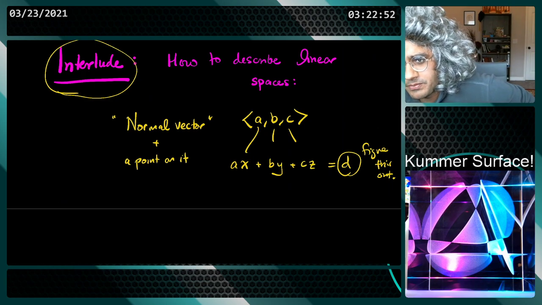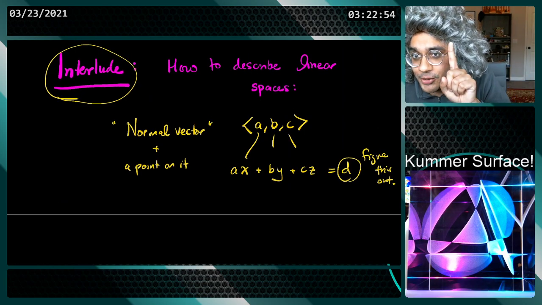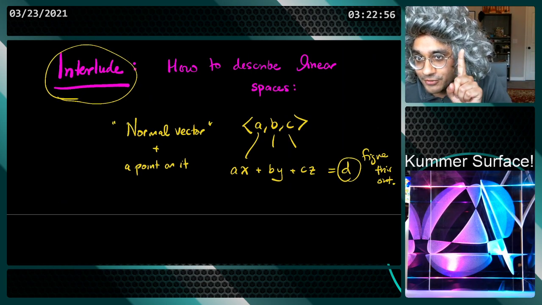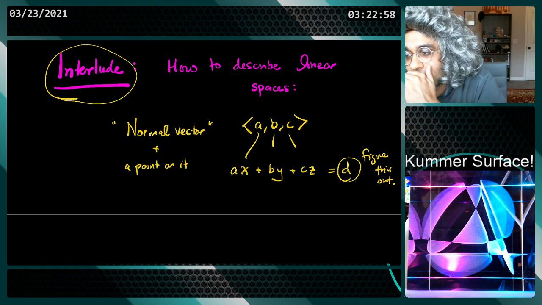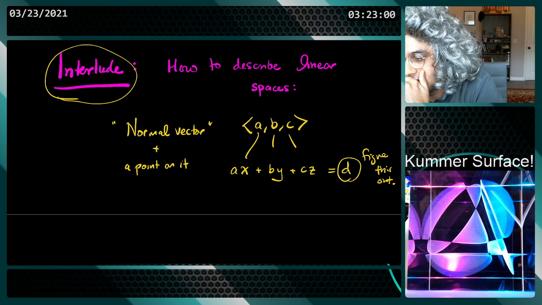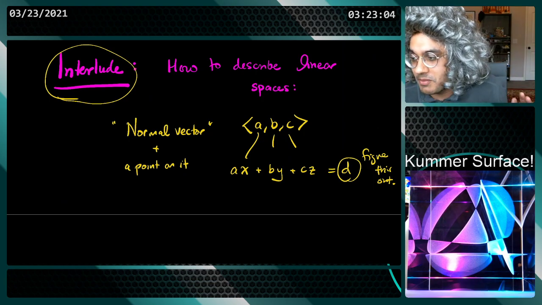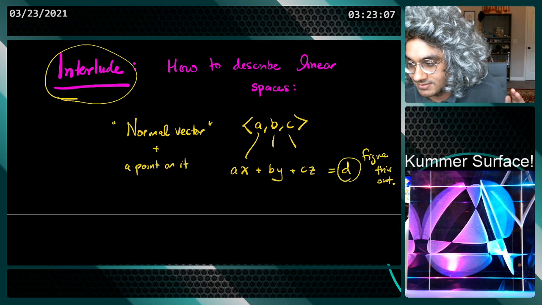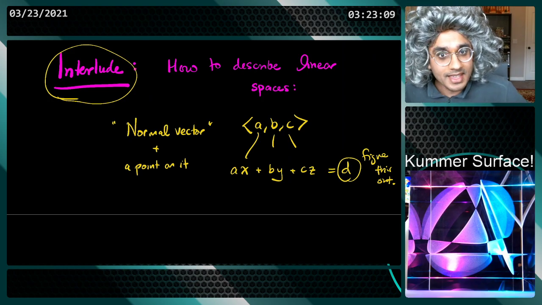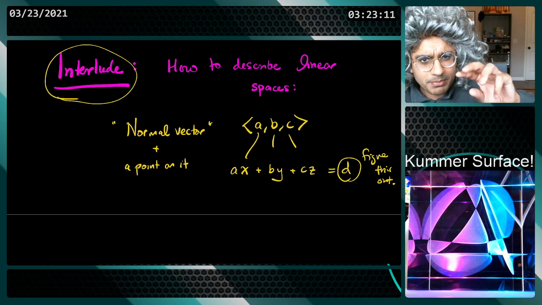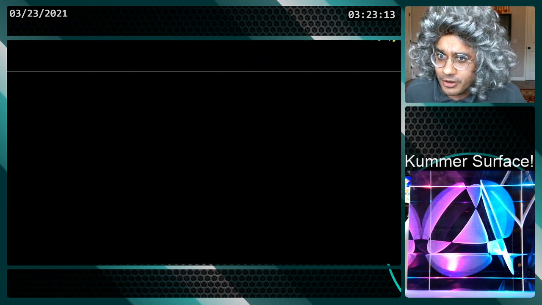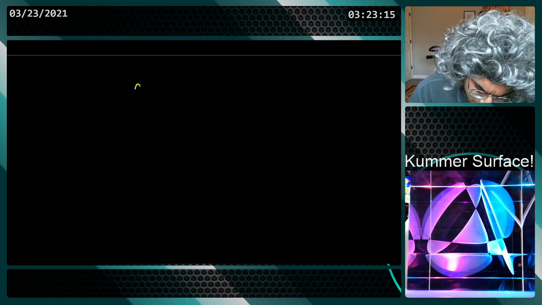Is this ringing a bell? The way you read off a normal vector for a plane is you look at the coefficients of x, y, and z. Does this ring a bell, folks? It was before my time. Yes, okay. But there was nothing special to being in R3. Like for R2, you can do the same thing.